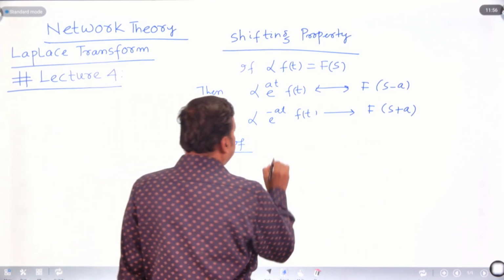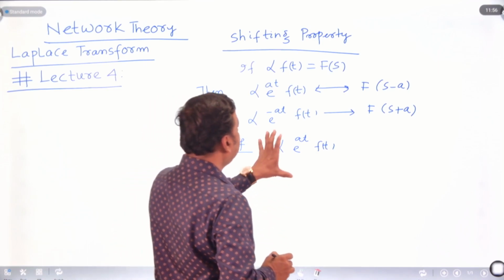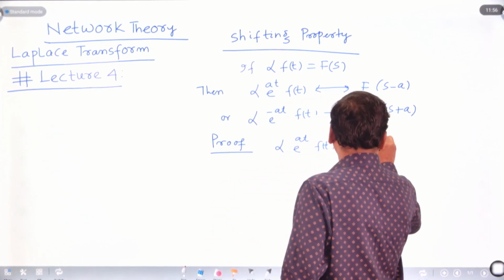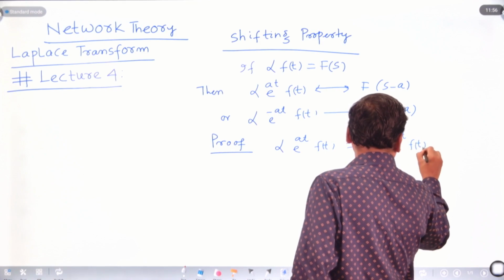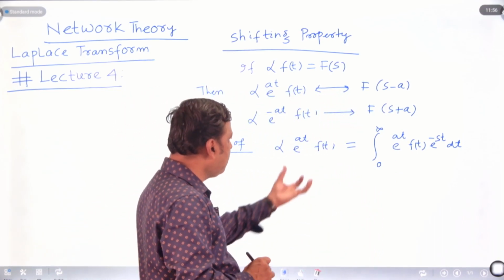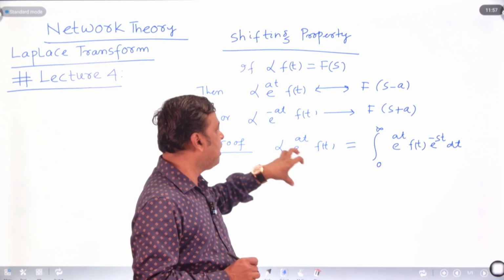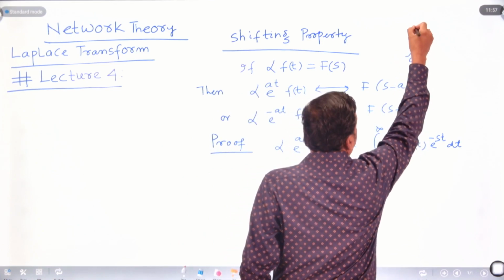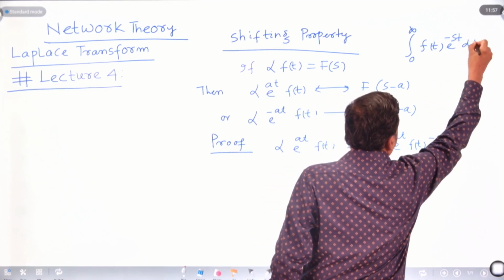We have to prove the Laplace transform of e to the power at f of t. The Laplace transform of any function is the integral from 0 to infinity of the function into e to the power minus st dt. When we find the Laplace transform of e to the power at f of t, e to the power at is multiplied with f of t. The formula for the Laplace transform of f of t is the integral from 0 to infinity of f of t into e to the power minus st dt, and that is F of s.